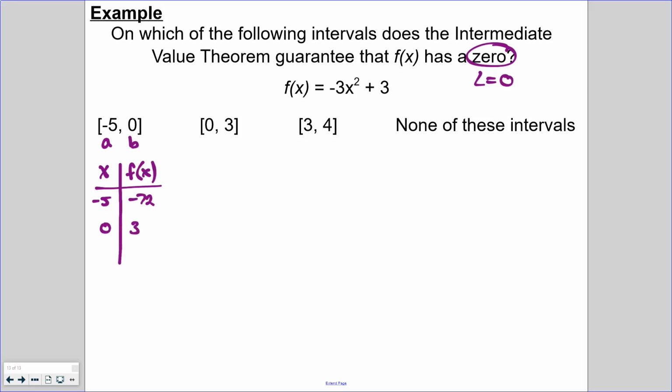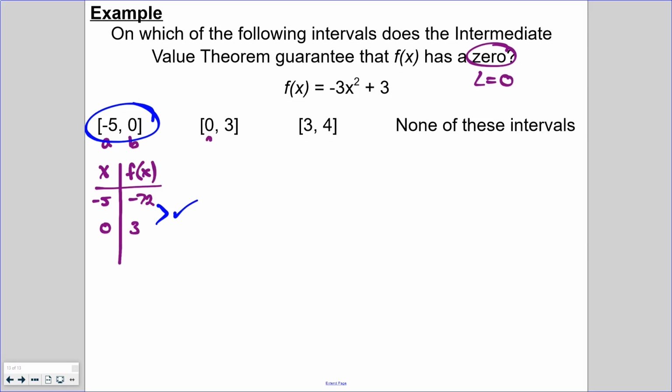And if we notice the y values, there is a change of sign, which means there is an x-intercept, or there is a 0, over this interval. So this interval works. Woo! We'll circle that. All right, let's check out the second interval.